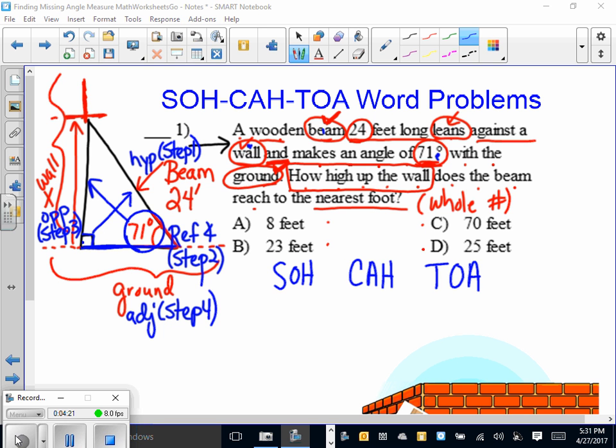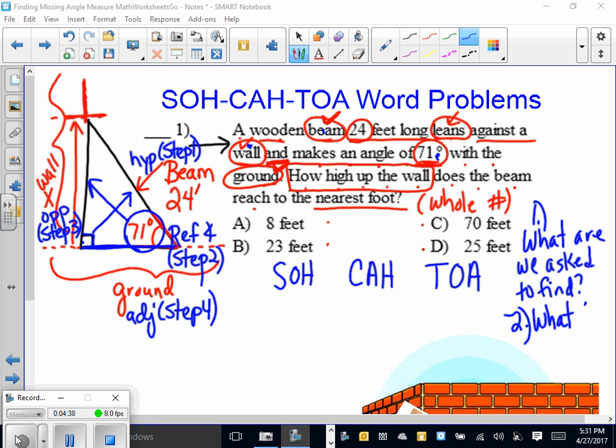We're looking for 3 things from our problem. What is it asking us to find? And what 2 pieces of information did they give me? Which we're talking about numbers.